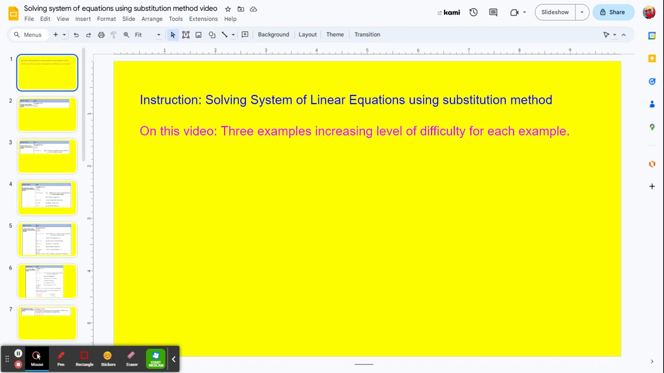This video provides instruction on how to solve a system of linear equations using the substitution method. In this video, we have 3 examples. We'll increase the level of difficulty for each example.